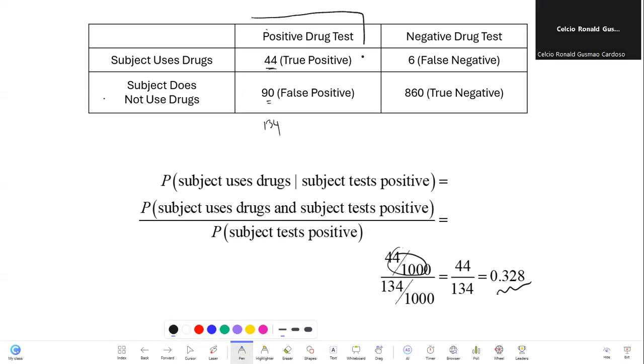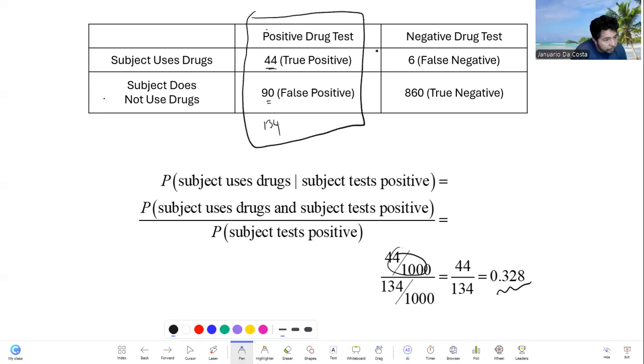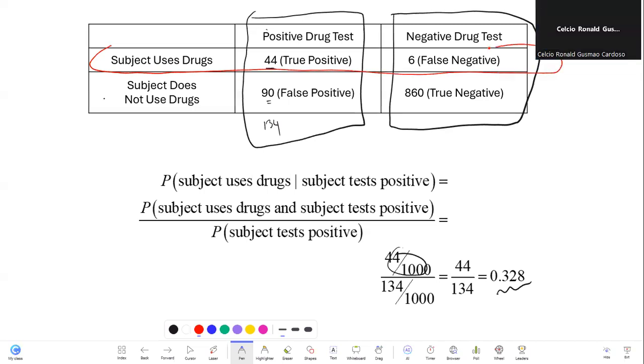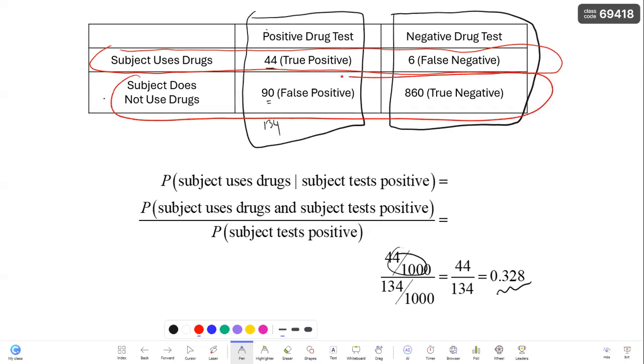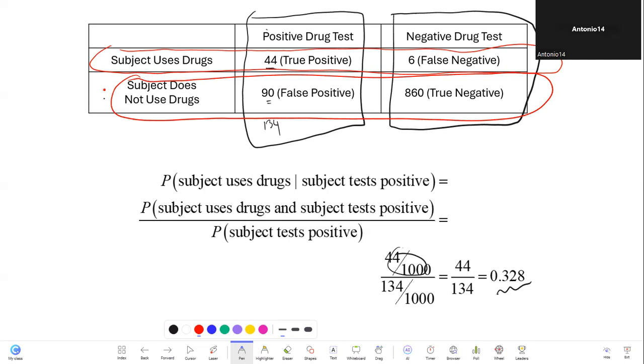This is the block for positive test result. This is negative test result. And this one is subject using drugs. Subject does not use drugs. Okay. Comprende? Did I answer your question? Yes, sir. Thank you. Okay.